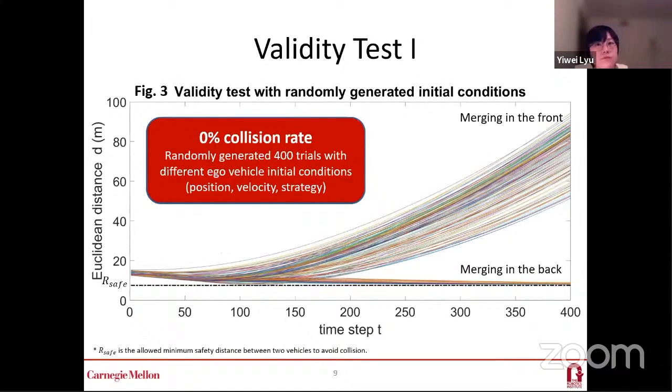And here's the first validity test we take with randomly generated initial conditions for the ego vehicle, including position, velocity, and driving strategy. Among 400 trials, we achieve a 0% completion rate. And in this validity test, we set the confidence level as 99%.